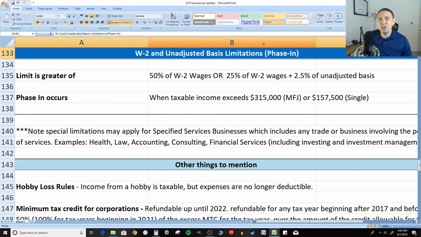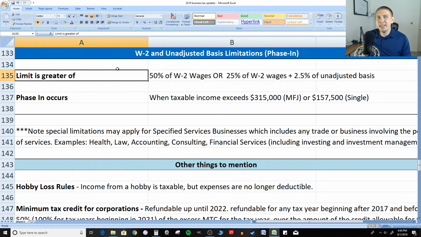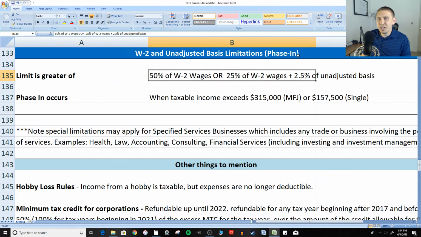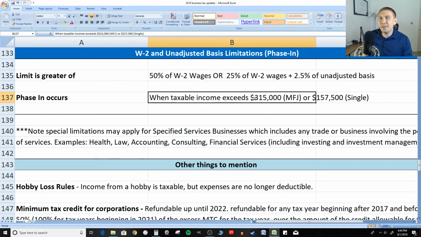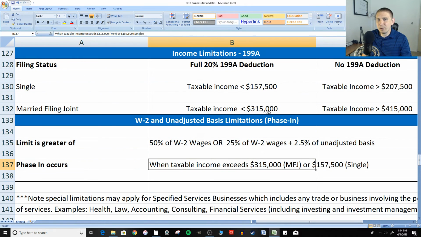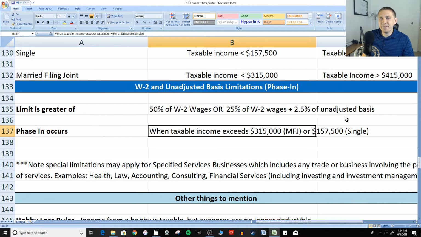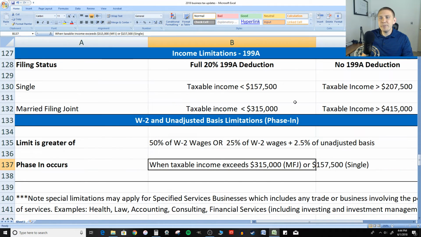All right, so let's talk about the W-2 and unadjusted basis limitations. It's called the phase-in. This is where it gets really complicated, but the limit is the greater of 50% of W-2 wages, or 25% of W-2 wages plus 2.5% of unadjusted basis. We don't know what they mean by unadjusted basis. We're assuming they're talking about the book value of the assets, but it's not been defined by the IRS yet, so we don't know what they're going to rule on that. The phase-in occurs when taxable income exceeds $315,000 when married filing joint, which we just talked about, or exceeds $157,500 when you're filing single. So these are just some of the key facts, guys.